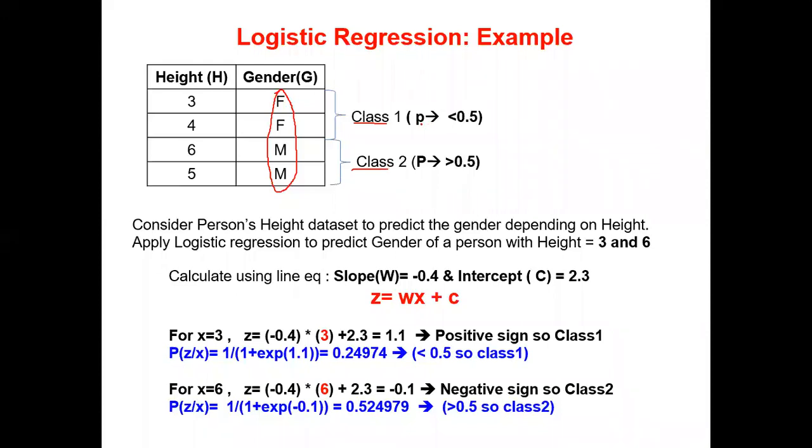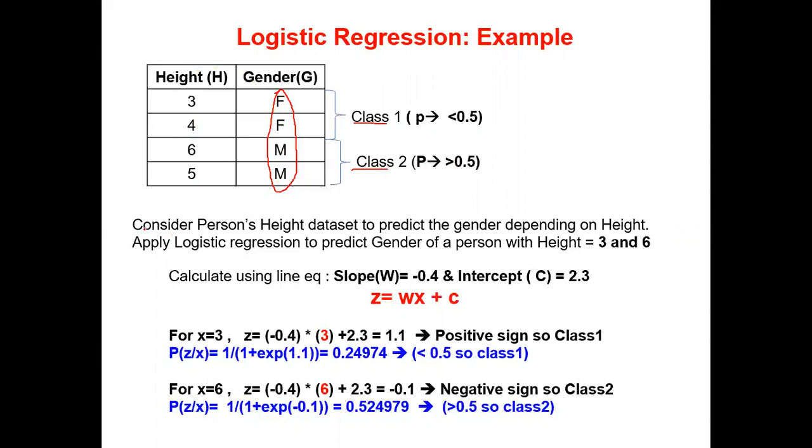Assume female represents my class 1 and male represents my class 2. When the probability of the query point is less than 0.5, it belongs to the female class. When the probability of my query point is above 0.5, it belongs to the male class. The input will be the height of the person. So this is my training data set, and I want to build the model using the logistic regression technique.